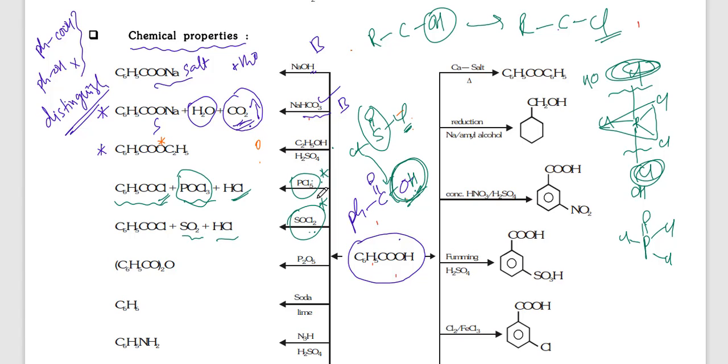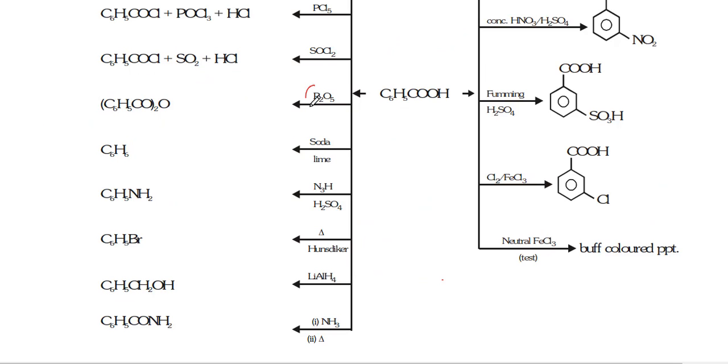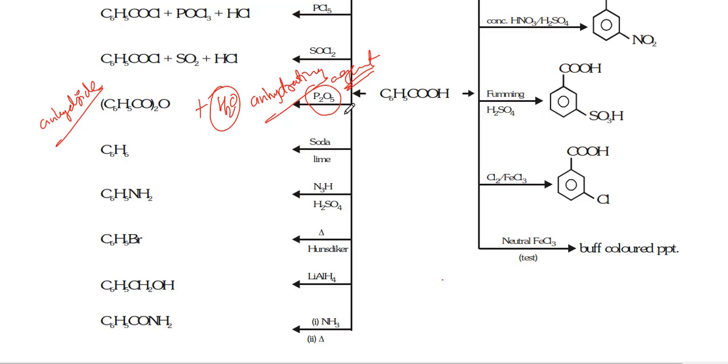So what is the functioning of PCl5 and SOCl2? OH is replaced by chlorine. Even PCl3 does the same thing. Then next, P2O5. P2O5 is a dehydrating agent. From carboxylic acid it forms anhydride. Anhydride is forming, that means H2O is removed from the carboxylic acid.